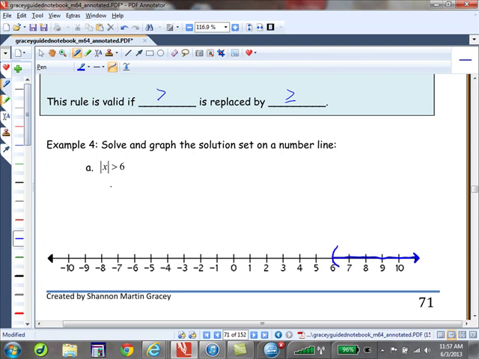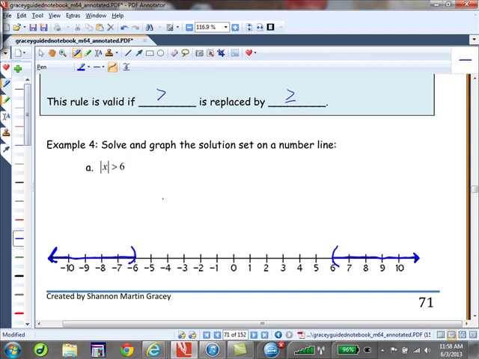If I plugged in -10, well, the absolute value of negative 10 is positive 10, which is indeed greater than 6. So that's why you've got this less than the negative of that value, because all of these values, once you apply the absolute value to them, they also work. So you end up with the tails of the graph.